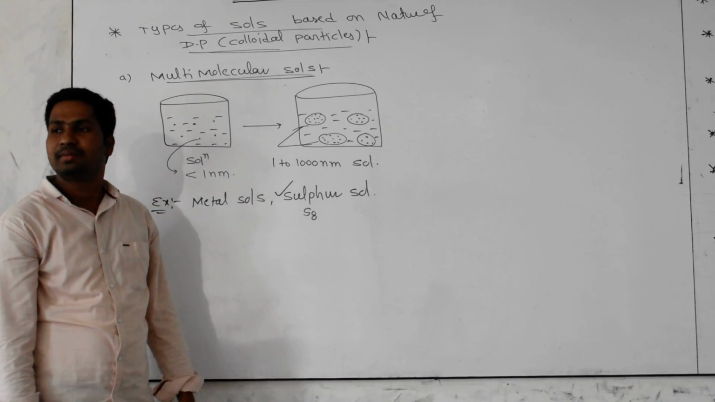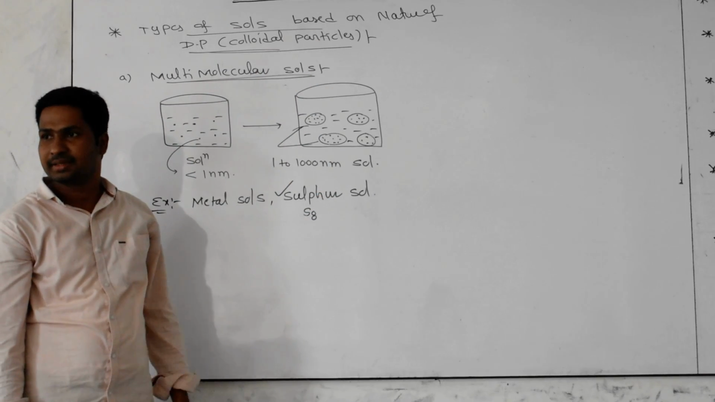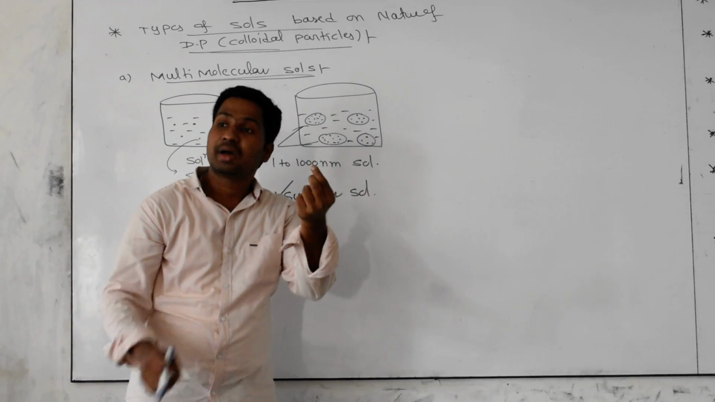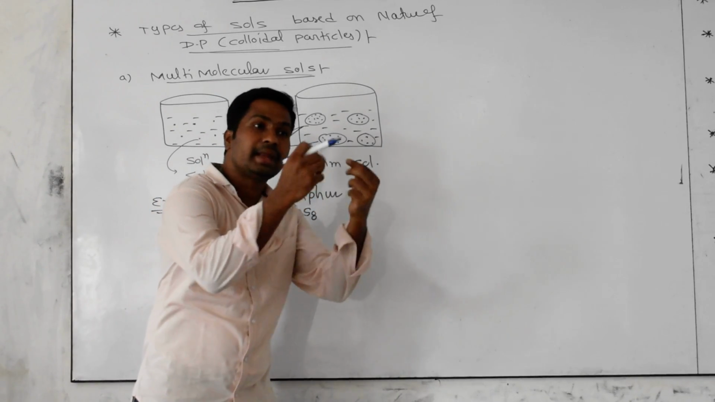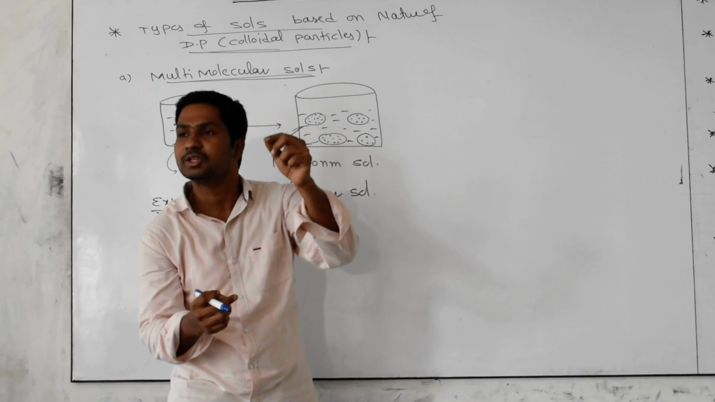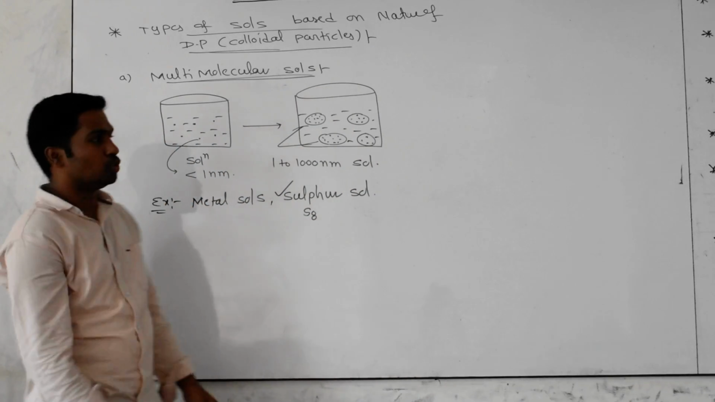Sulfur sol comes under multi-molecular, macromolecular or associated colloids. Multi-molecular because S8 is very small. That's why such S8 units aggregate together, becoming like a colloidal particle. So a colloidal particle is formed by the combination of many smaller molecules. That is what we call a multi-molecular sol.